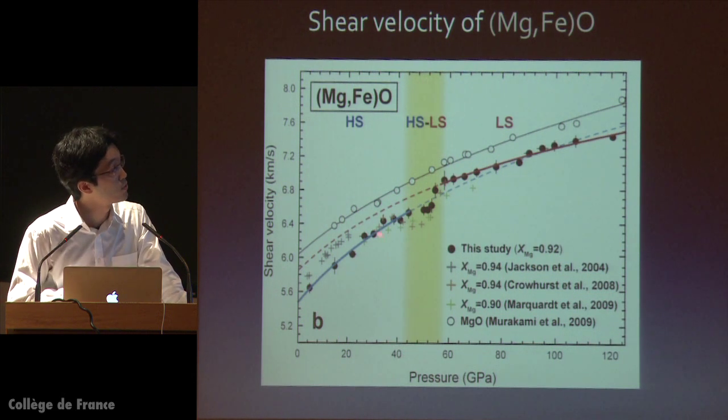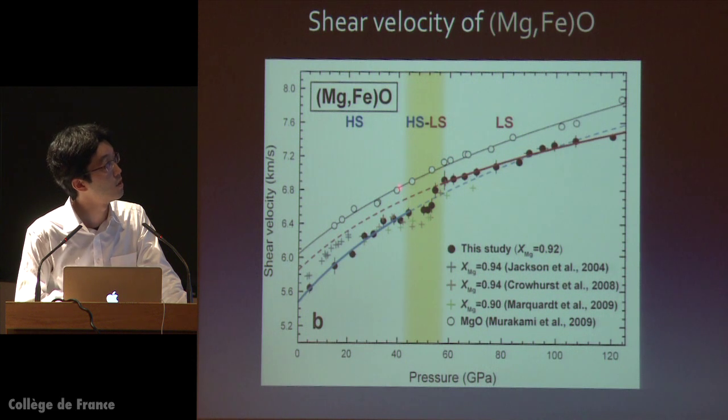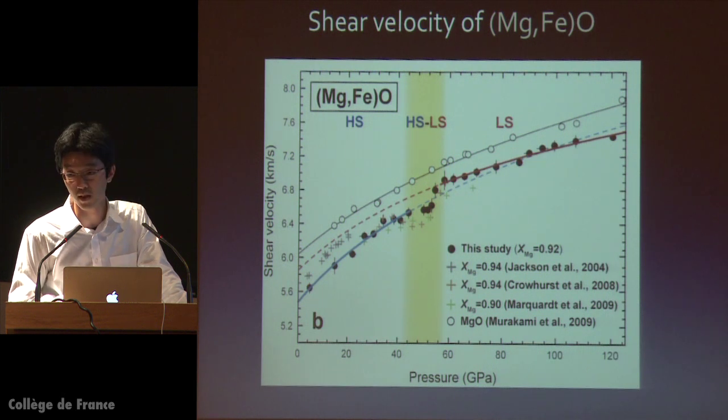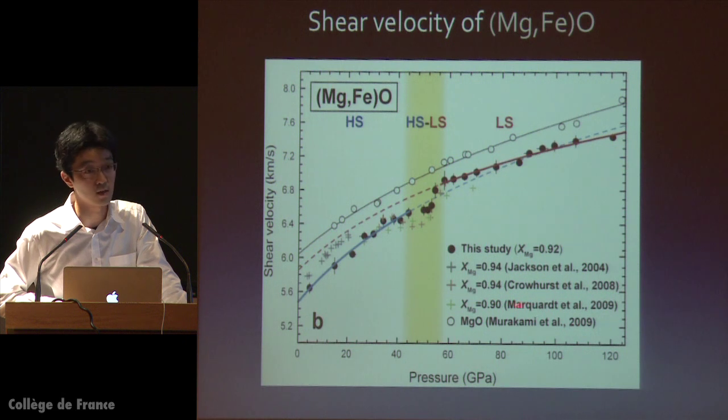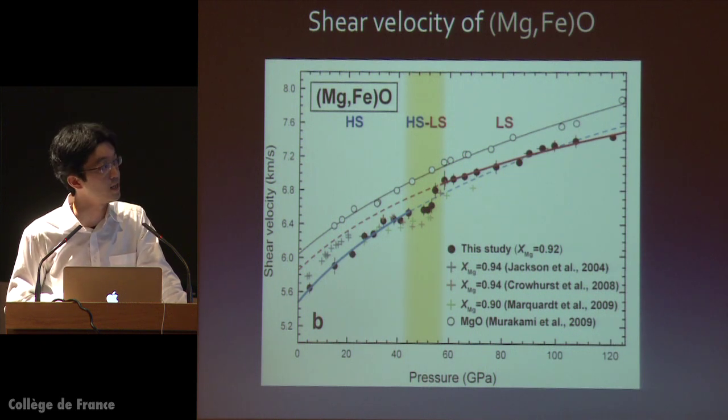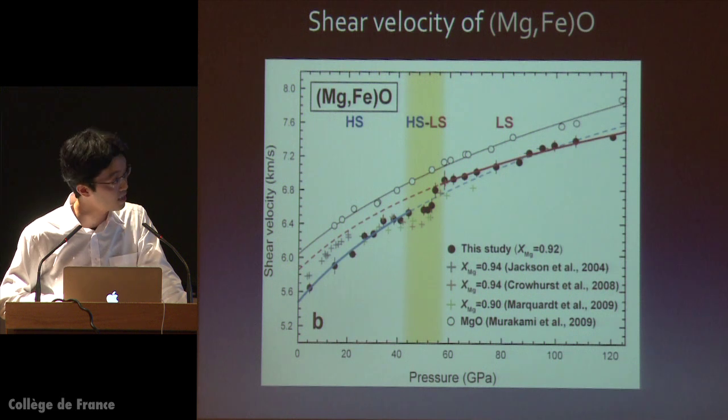Since we have observed a discontinuous feature around 50 gigapascals, we tentatively put the possible spin transition pressure as shown in this shade. And we found that the shear wave velocity trend of the low spin state becomes slightly gentler than that of the high spin state, labeled by the blue line. In addition, our shear wave velocity data are very consistent with the recent Brillouin scattering measurement by Marquardt et al. 2009. However, we did not see any clear evidence of the elastic softening across the spin transition that Crowhurst et al. 2008 previously reported.